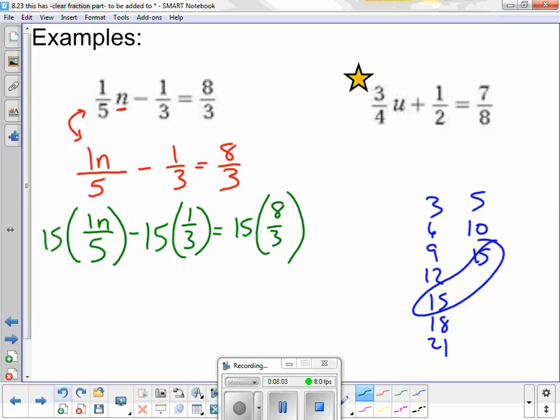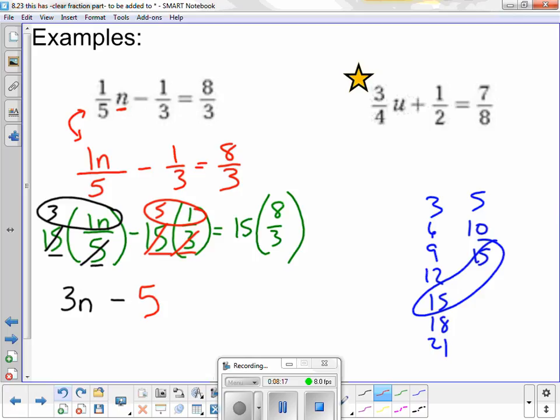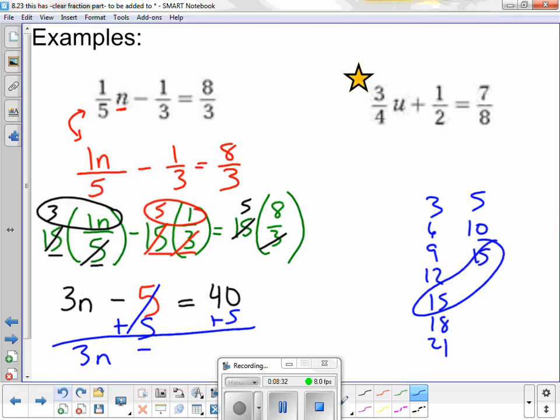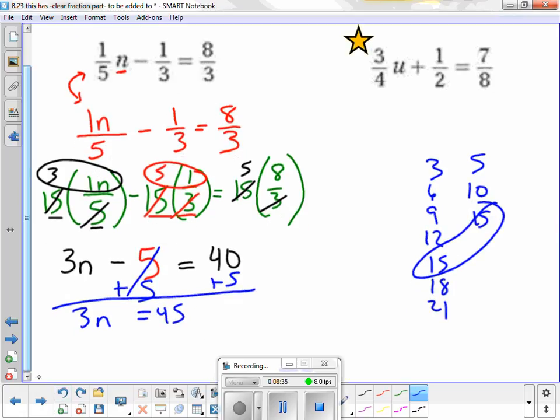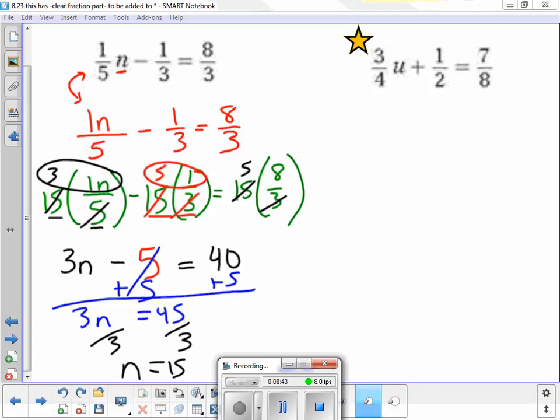And then moving a little bit quicker now. 15 divided by 5 is 3, and 3 times 1n is 3n, minus 15 divided by 3 is 5, and 5 times 1 is 5, equals 15 divided by 3 is 5, and 5 times 8 is 40. So then I solve this equation. Remember, we do addition or subtraction first. This cancels, gives me 45, and then we would divide by 3 equals 15.